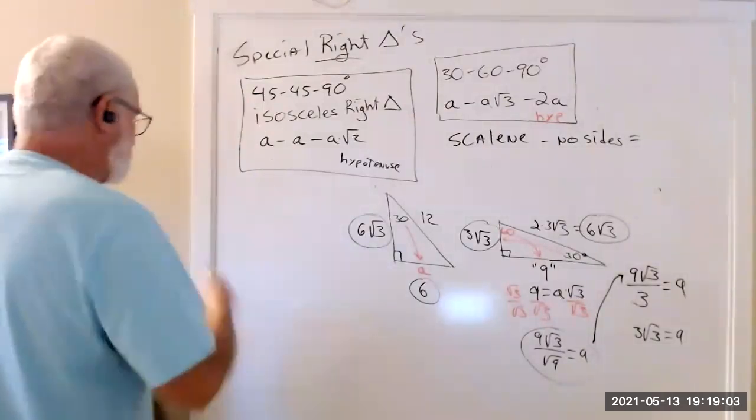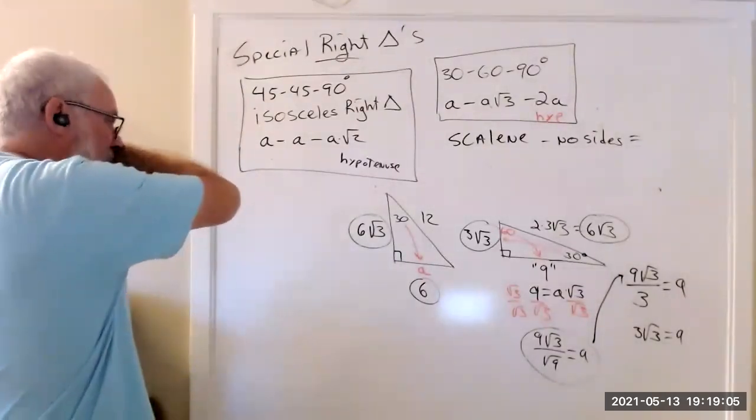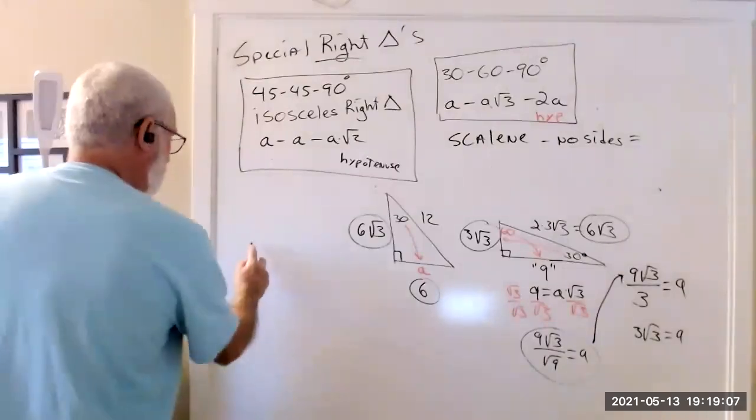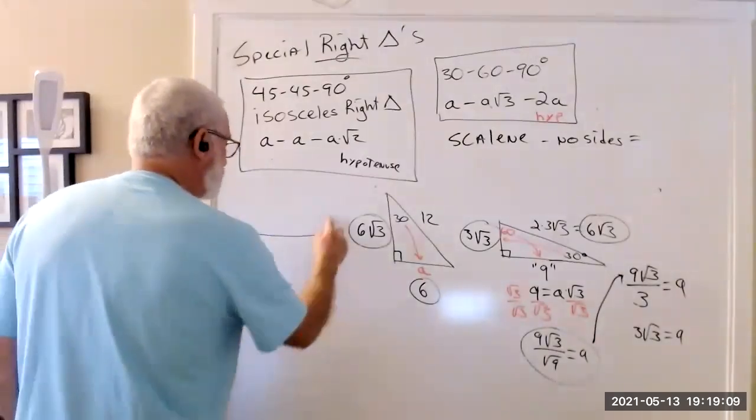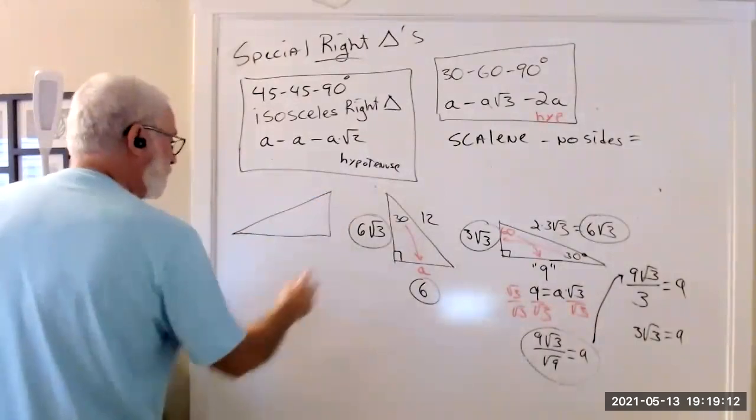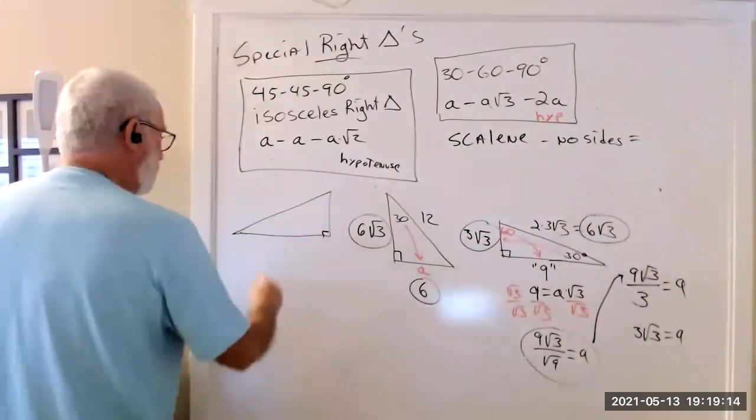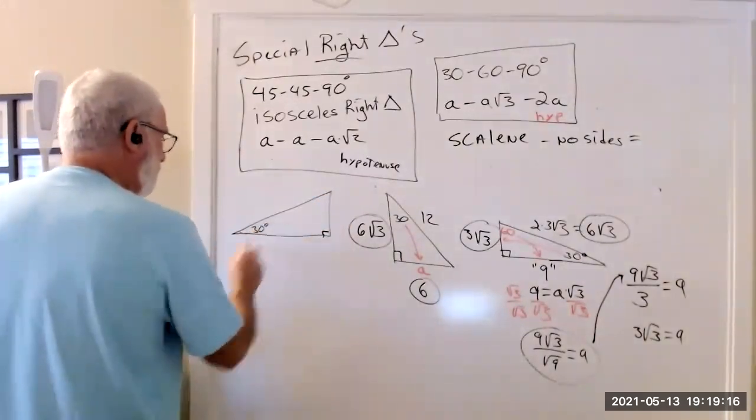Okay, let's see. All right, we'll do this one. I'll twist my triangle even worse. There's my 90-degree angle. There's my 30-degree angle.